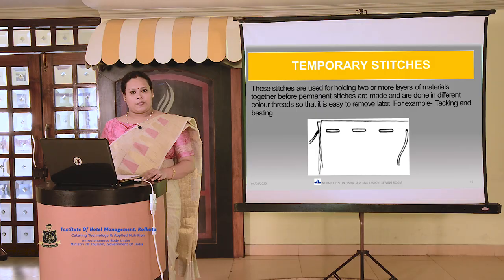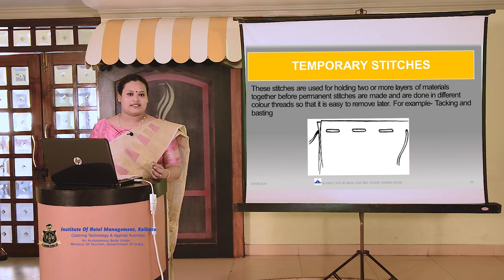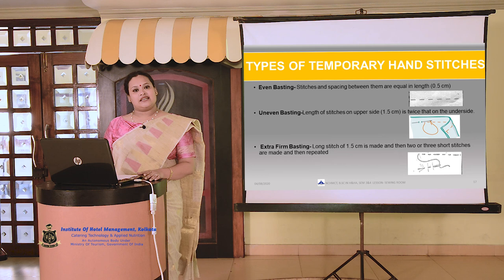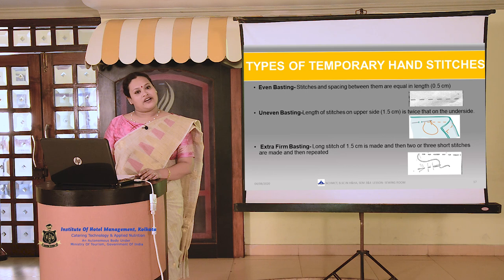These stitches are also known as tacking or basting. Have a look at the picture and you'll be able to see that there are no knots on either side. So you can just pull the thread from one side and remove the thread all at once. Next, there are three different types of temporary stitches. The first one is an even basting. An even basting is a stitch which has equal spacing in between them, which is 0.5 cm.